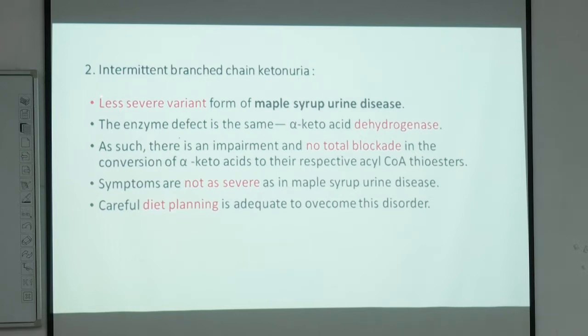So this is intermittent branched-chain ketonuria. In this variant, the enzyme alpha-keto acid dehydrogenase, the same enzyme, is not completely absent. Partially it is present, so there is no total blockade. The pathway is partially blocked. That's why the symptoms are not that severe, so only diet planning can help in the treatment.